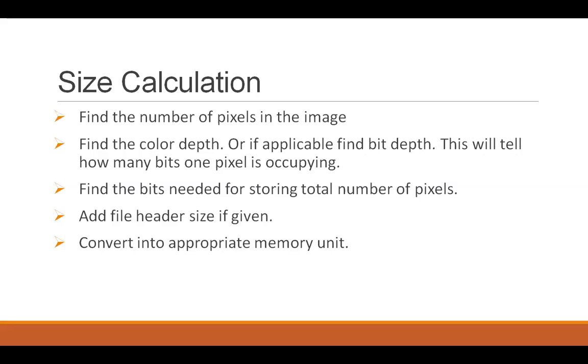In every image, the pixel size can be different because the number of colors that the image is going to display are different. Then by multiplying the number of pixels and the number of bits that you have just found out, you can find the total number of bits required. And then you have to add the file header size if it is given. The file header actually contains what kind of coding we have used in our image. What kind of image are we having?